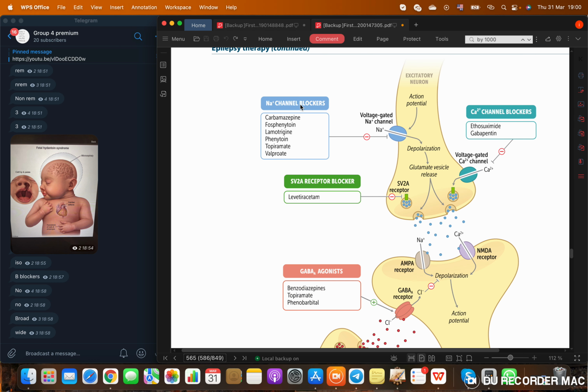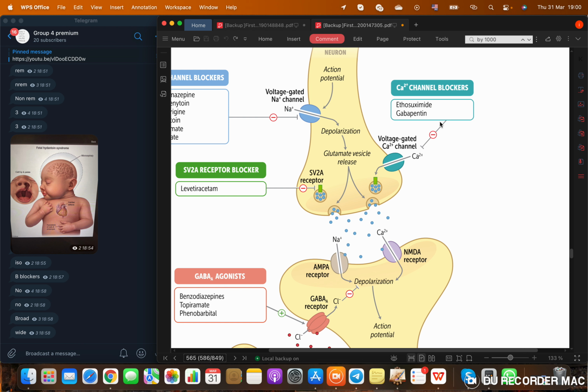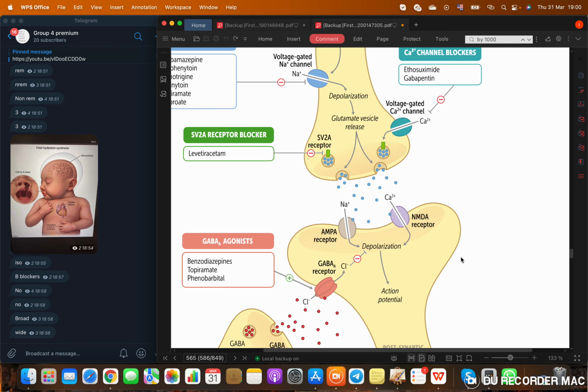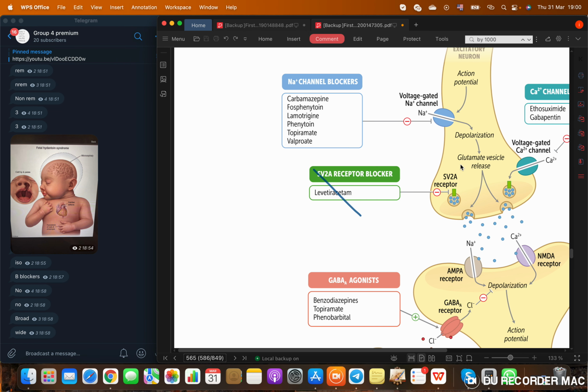So the sodium channel blockers, we have here carbamazepine, fosphenytoin, lamotrigine, phenytoin, topiramate, valproate. All of them block the sodium channel. If you block the sodium channel, no depolarization will occur, no glutamate release, no depolarization of the postsynaptic terminal, no action potential, no seizure. The other way the medications work is the succinimides and gabapentin, which block the calcium channel, no release of the calcium, no binding to the lambda, no action potential, no seizure. The other way that drugs work, like levetiracetam, it works on the SV2 receptor, which prevents the vesicle from releasing its neurotransmitter, so there will be no activation of the postsynaptic cleft and no seizures.